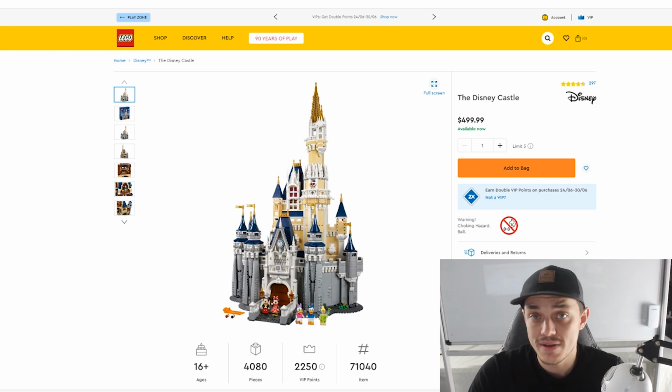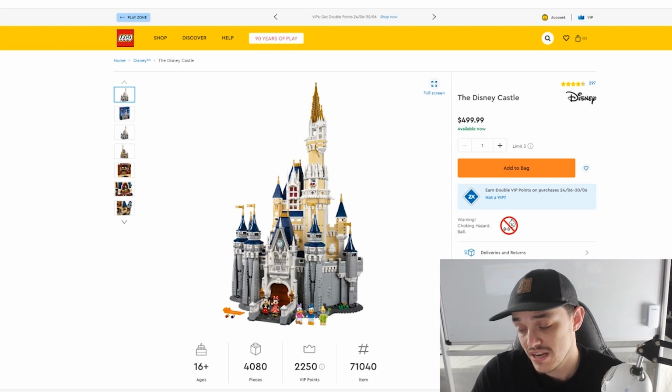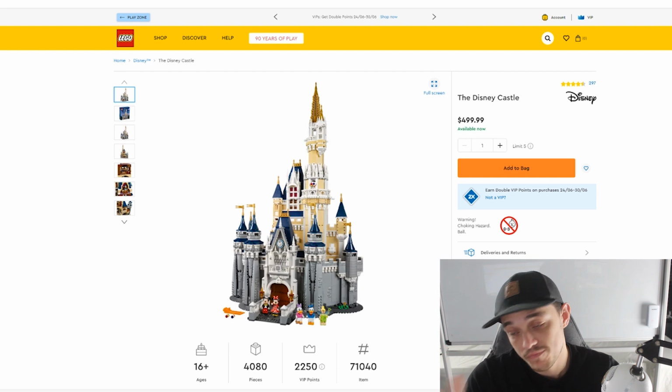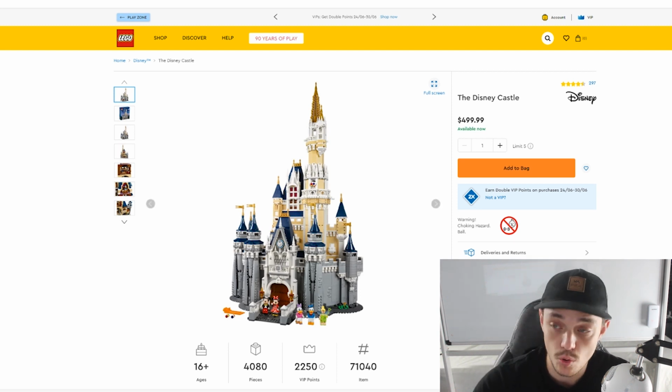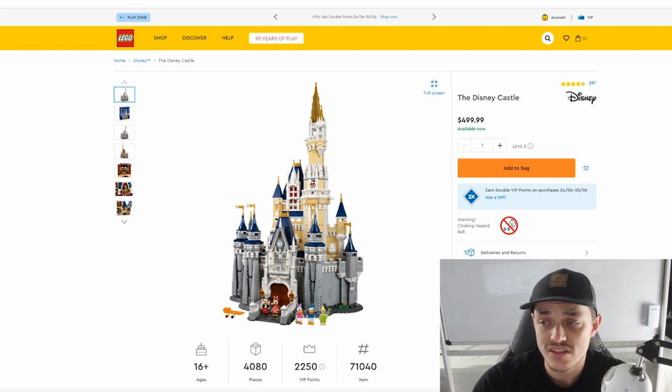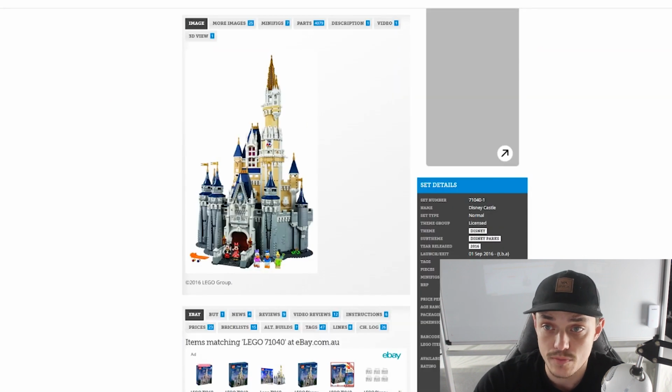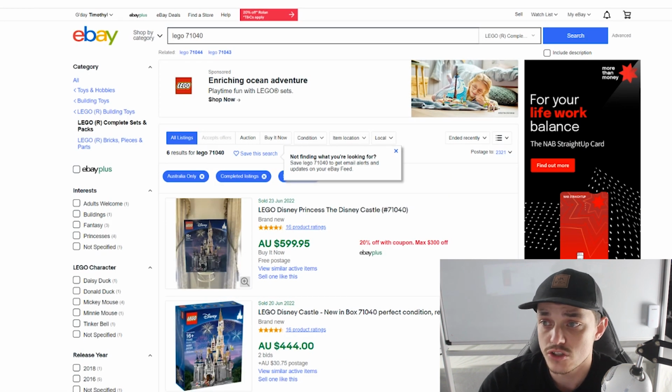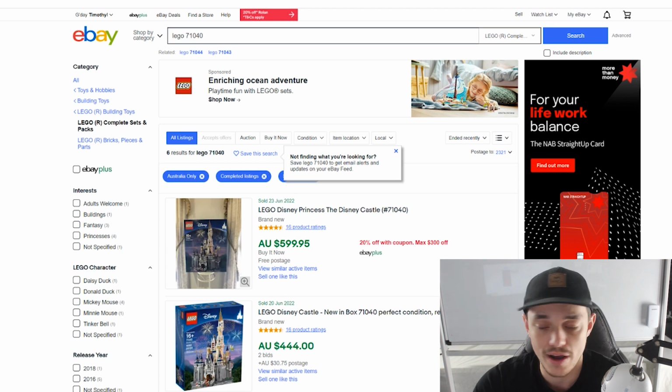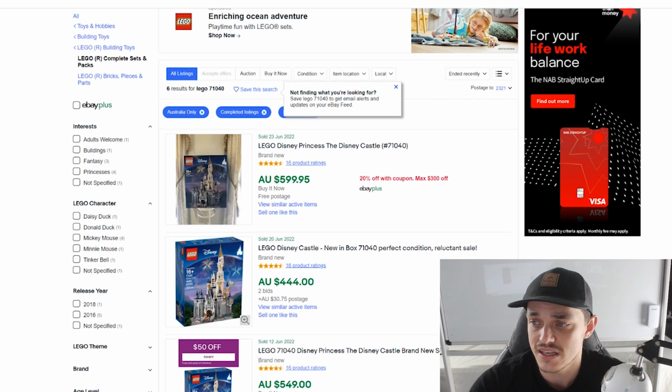When it first came out, it would have been different. But right now, it's been out for so long and it's coming to its end of retirement. So the demand isn't quite there anymore. And another way we can have a look at this is sales on the secondary market. So we can go over here to eBay. This is filtered for Australia because that's where I'm based. And these are the sold listings.